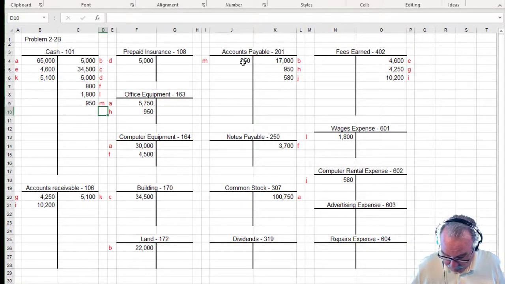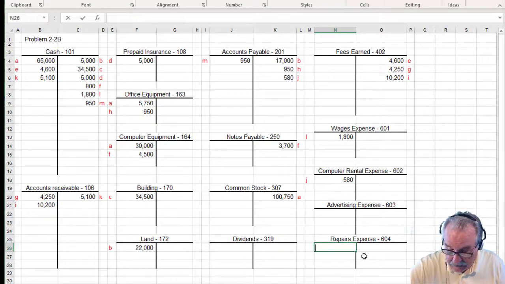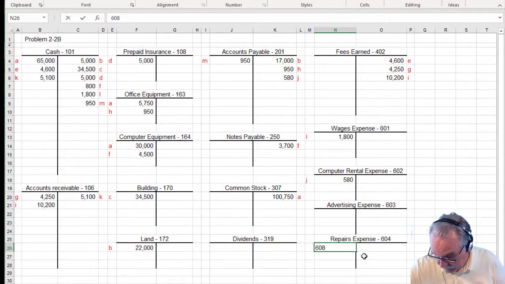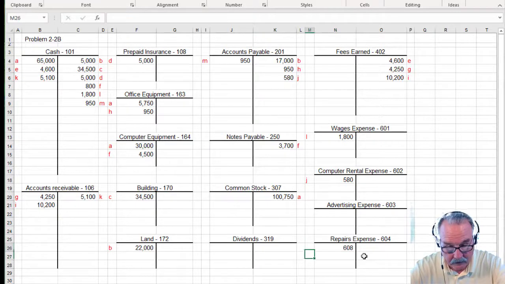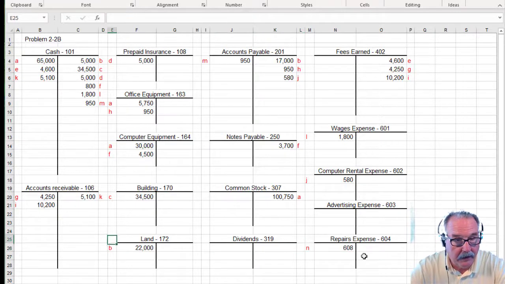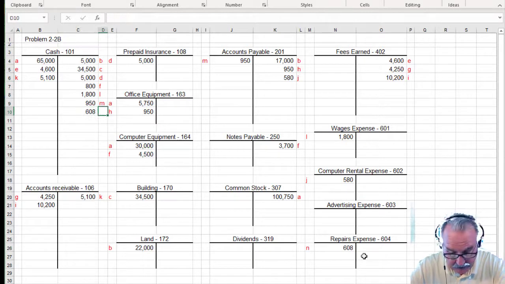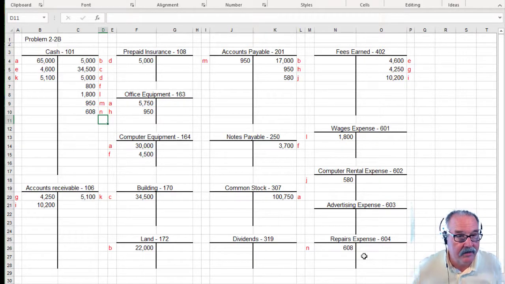N, repairs expense. We paid for repairs expense with cash. We're going to debit repairs expense for $608. This is transaction N. And credit cash, because we spent the money. Cash is going down. Cash is an asset. Assets go down with a credit.